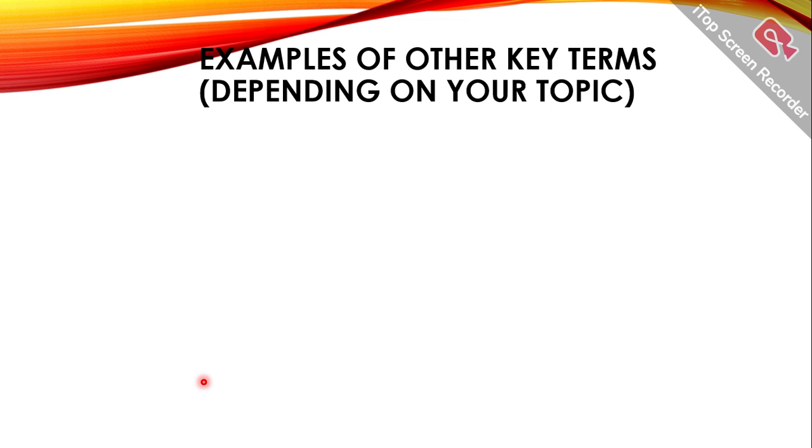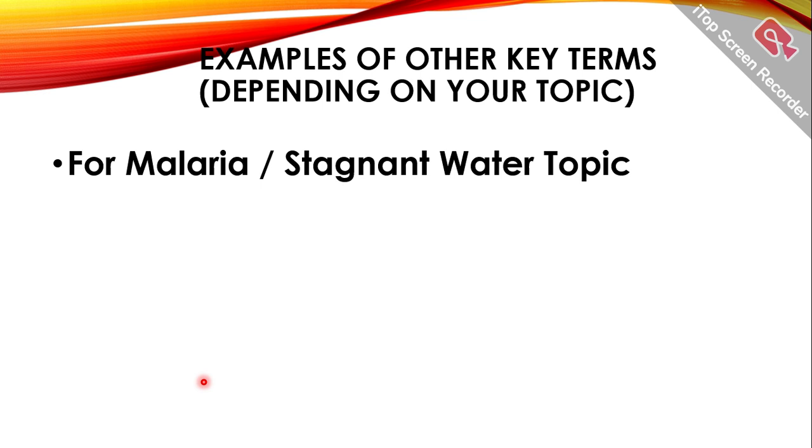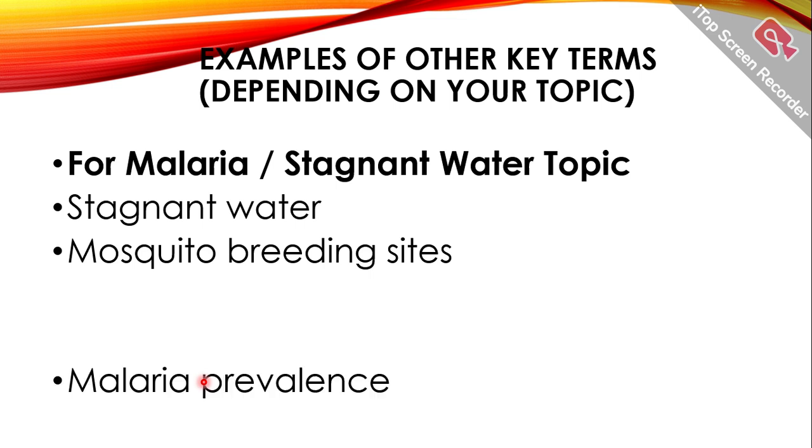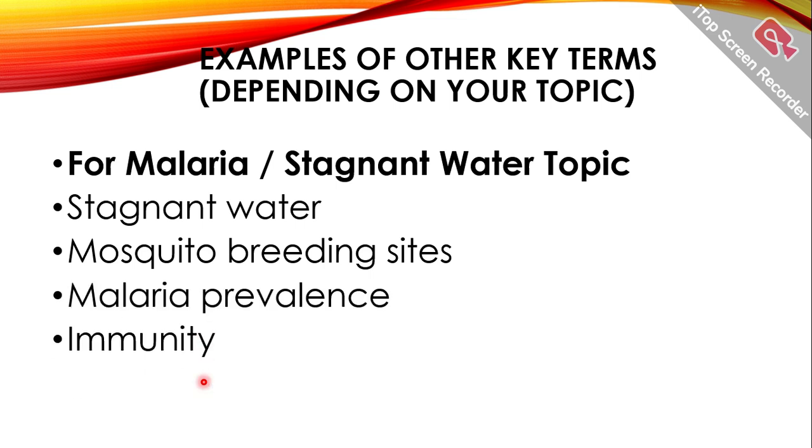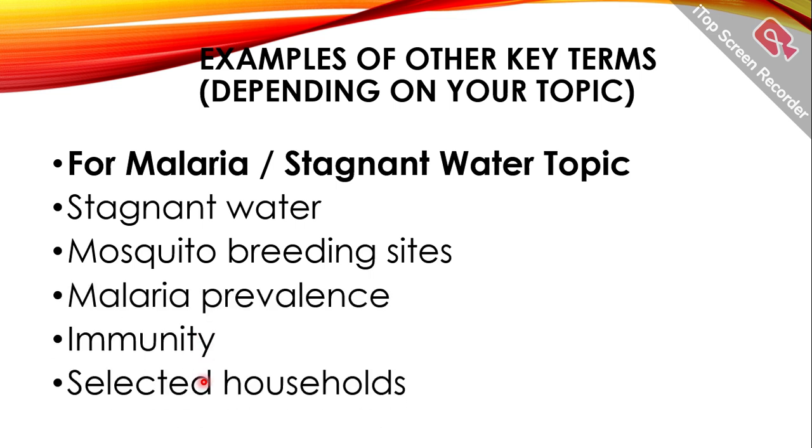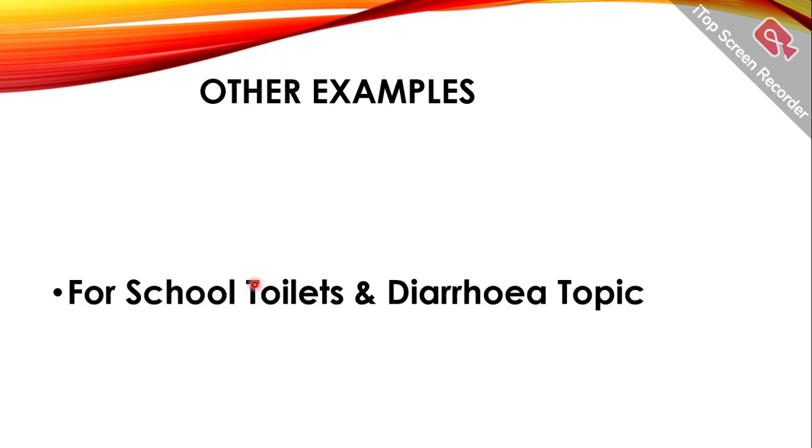Examples of key terms depend on your topics. So if I was doing the topic of malaria and stagnant water, maybe I would have to define stagnant water, mosquito breeding places, malaria prevalence, and what is immunity. These are the common things, like what are selected households, with simple definitions.